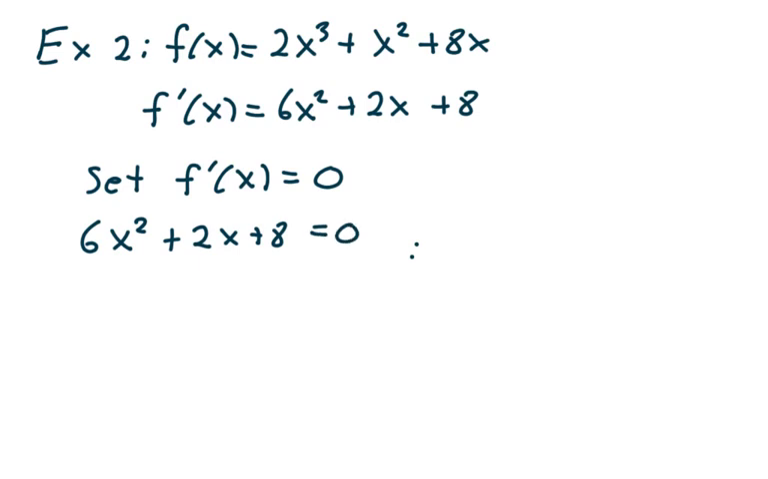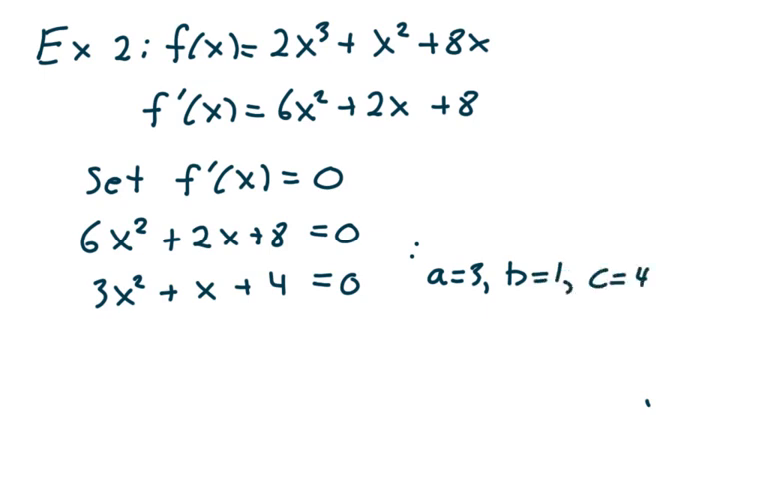Now, what I want you to do is divide everything by 2. And so 3x squared plus x plus 4 is equal to 0. Now, a is equal to 3, b is equal to 1, and c is equal to 4.